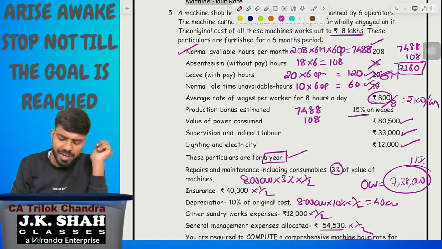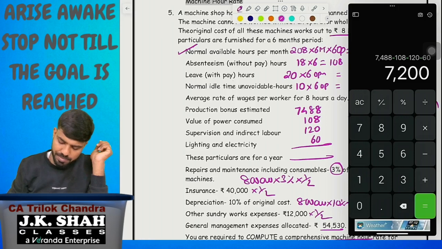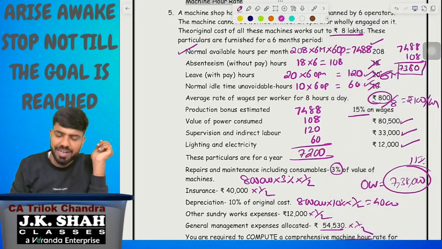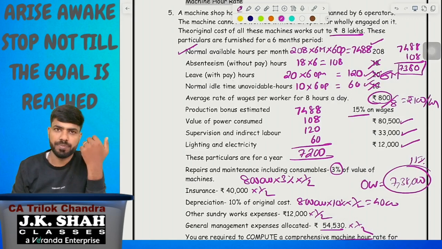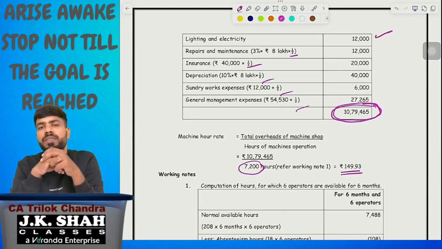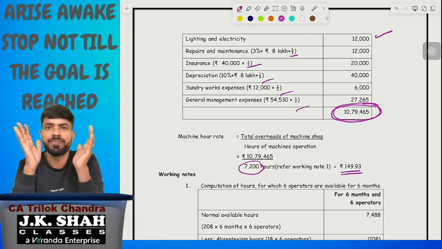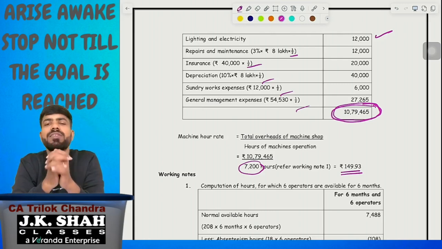In that we have to exclude 108, 120, 60. If you exclude all these things, we'll get the machine working hours. So 7,488 minus 108 minus 120 minus 60 equals 7,200 hours. 7,200 hours is the labor working hours, which is equal to machine hours. So total: 10,79,465 divided by 7,200 hours, 149.93. As I told you, you can calculate on a per annum basis also. Your answer will be 149.93. Clear? Understood? So this is about machine hour rate.